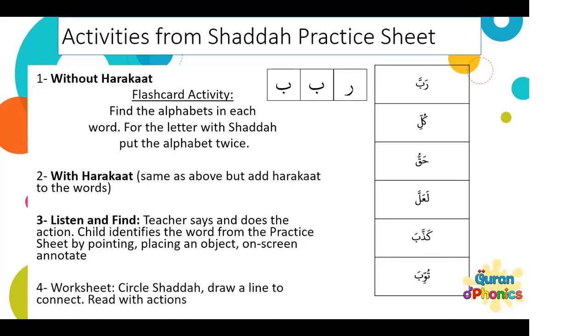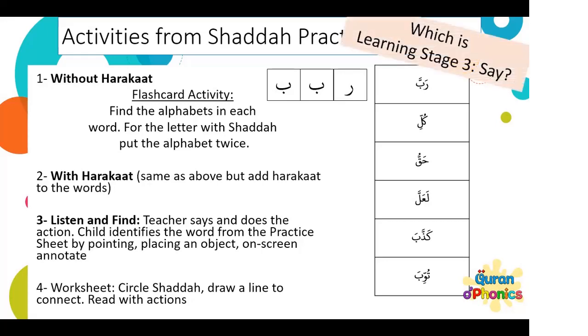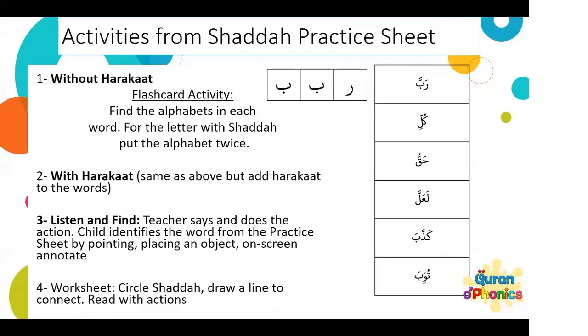And then when they're finally ready to read, you can use the practice sheet as a worksheet as well. First you tell them, okay, I want you to circle shadda in these words, and then draw a line to connect, and then they can read it with the action. So in the video, we show an action for shadda as well, and the child then reads it. So they identify the shadda symbol in the words, then they draw a line to connect it with the letter before. So for example, in the first word, rabba, they would circle the shadda, and then they would draw a line to the ra, and then they would read it.